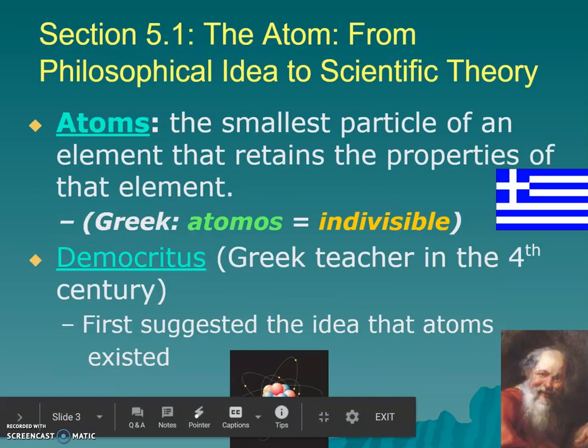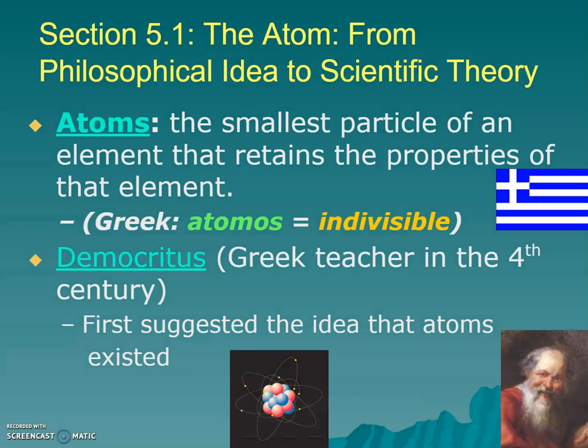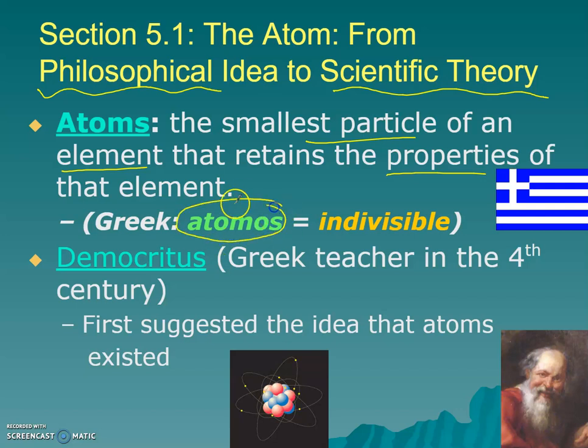So let's begin. First things first is the development of the idea of an atom and how it went from a philosophical idea to this theory that we end up using all the time. Atoms, as we already described in previous chapters, are the smallest particle of an element that retains the properties of that element. The word atom comes from a Greek word, atomos, which means indivisible, meaning that you can't break it up.